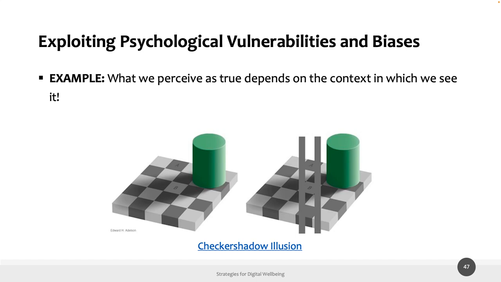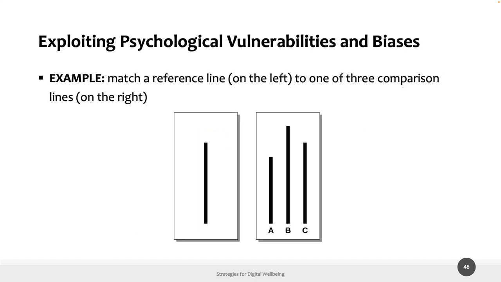So what we perceive as true depends on the context in which we see it. Another example of a cognitive bias. So now I'm asking you to match a reference line, this one on the left, to one of the three comparison lines on the right. So which line matches in this figure? Are you sure? There is no trick here, okay? The correct answer is C, okay?